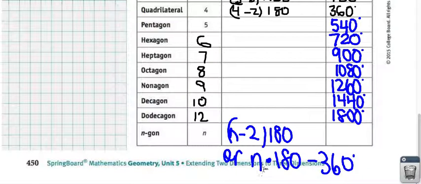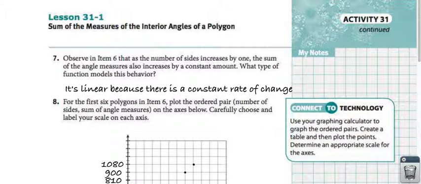So again, the number of sides times 180 minus 360 will also give you the interior angles as well. So either formula works. All right, so now looking back at the chart from question 6, the sum of the angle measures also increases by a constant amount. So that constant amount means that it's linear because it's a constant rate of change. And so you can see that it is increasing by 180.